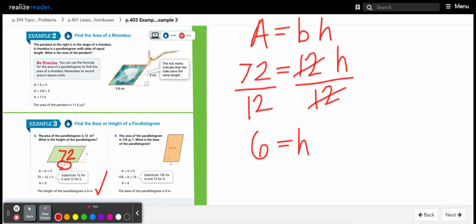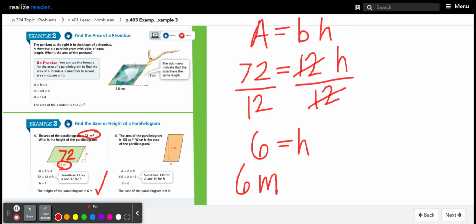Now, remember that you need those units, 6 meters, because we are talking about the base, the height, or the area. Area, we're multiplying two numbers, so the unit will always be squared.